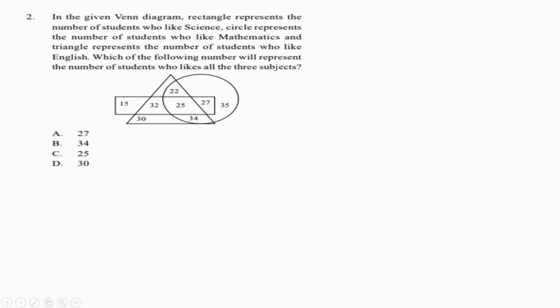Next, in the given Venn diagram, the rectangle represents the number of students who like science, the circle represents the number of students who like maths, and the triangle represents the number of students who like English. Which of the following numbers will represent the number of students who like all three? You need the overlapping section of all three, which is at number 25. So yes, C is the answer.